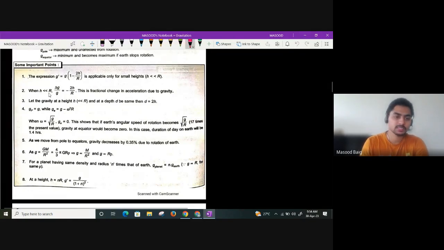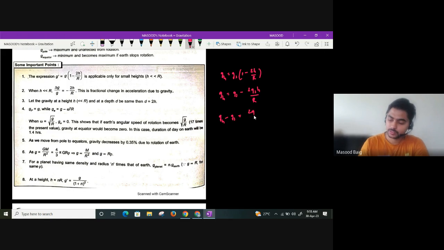If h is very much less than r, because we already got g at a certain height as g at surface into 1 minus 2h divided by r. So we can write, g at a certain height will be g at surface minus 2 into g at surface into h divided by r. g at a certain height minus g at surface will be 2 into g at surface into h divided by r. So this much change you are going to have, guys.